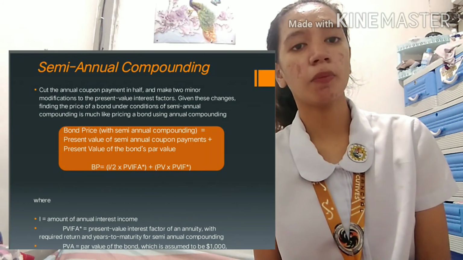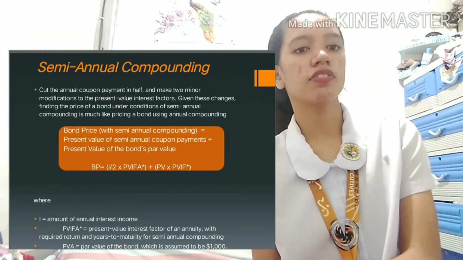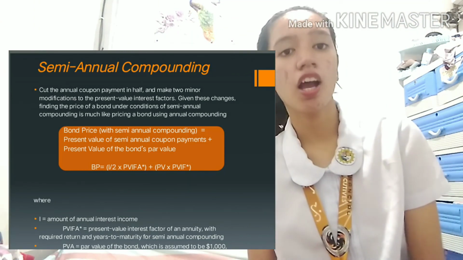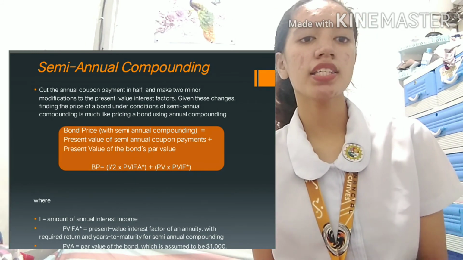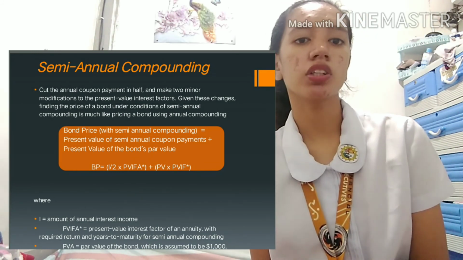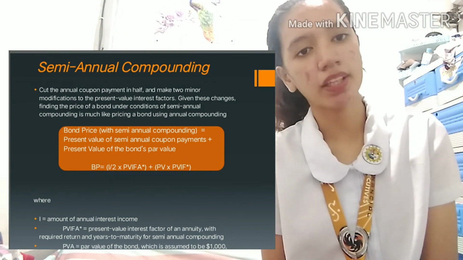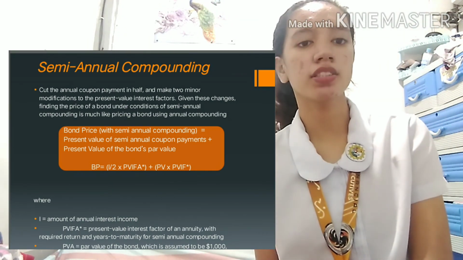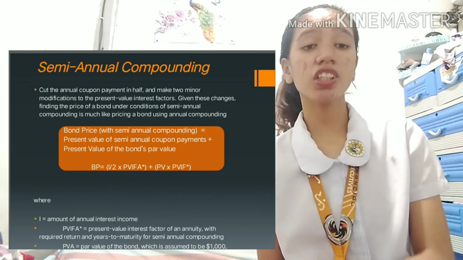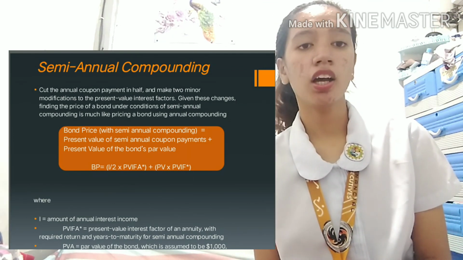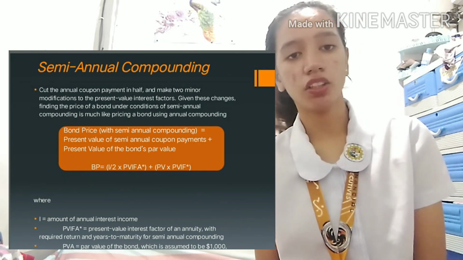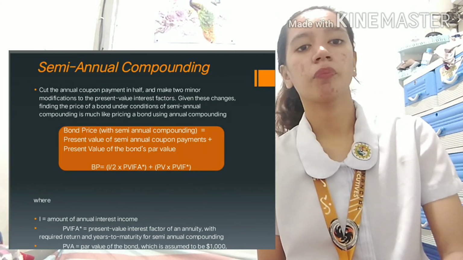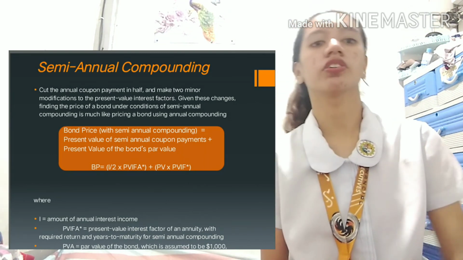Given these changes, finding the price of a bond under the condition of semi-annual compounding is much like pricing a bond using annual compounding. Here is the formula. Bond price with semi-annual compounding equals the present value of semi-annual coupon payments plus the present value of the bond's par value. So, BP equals I over 2 times PVIFA plus PV times PVIF, the present value interest factor. This is the end of my discussion.